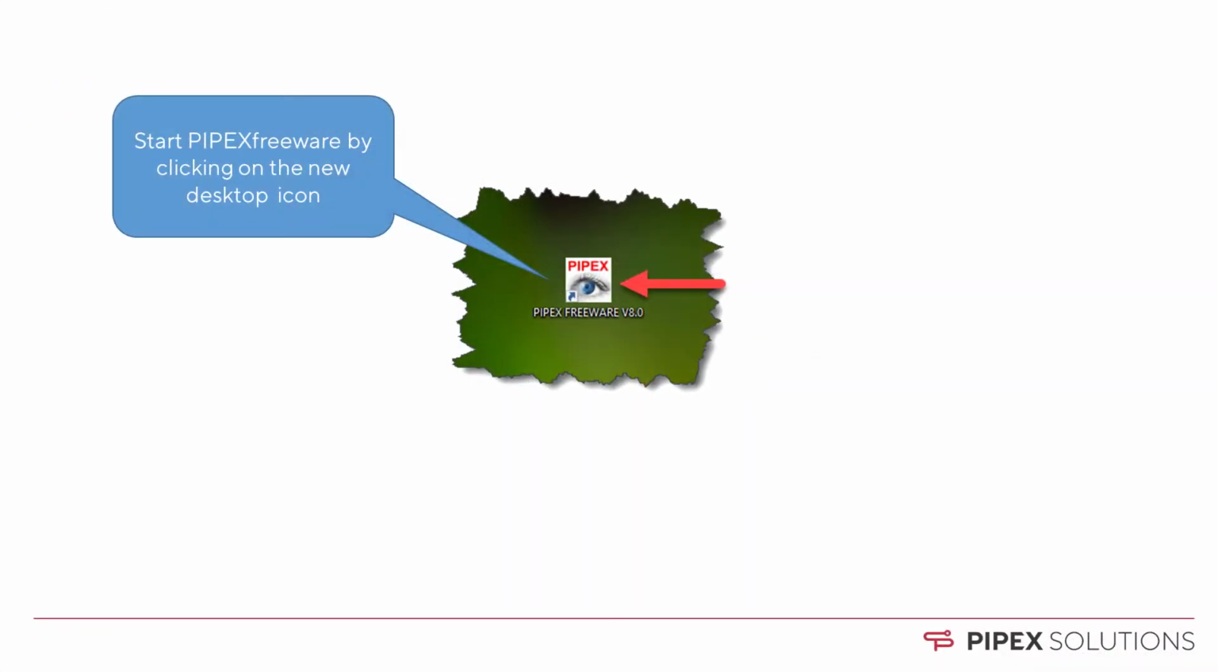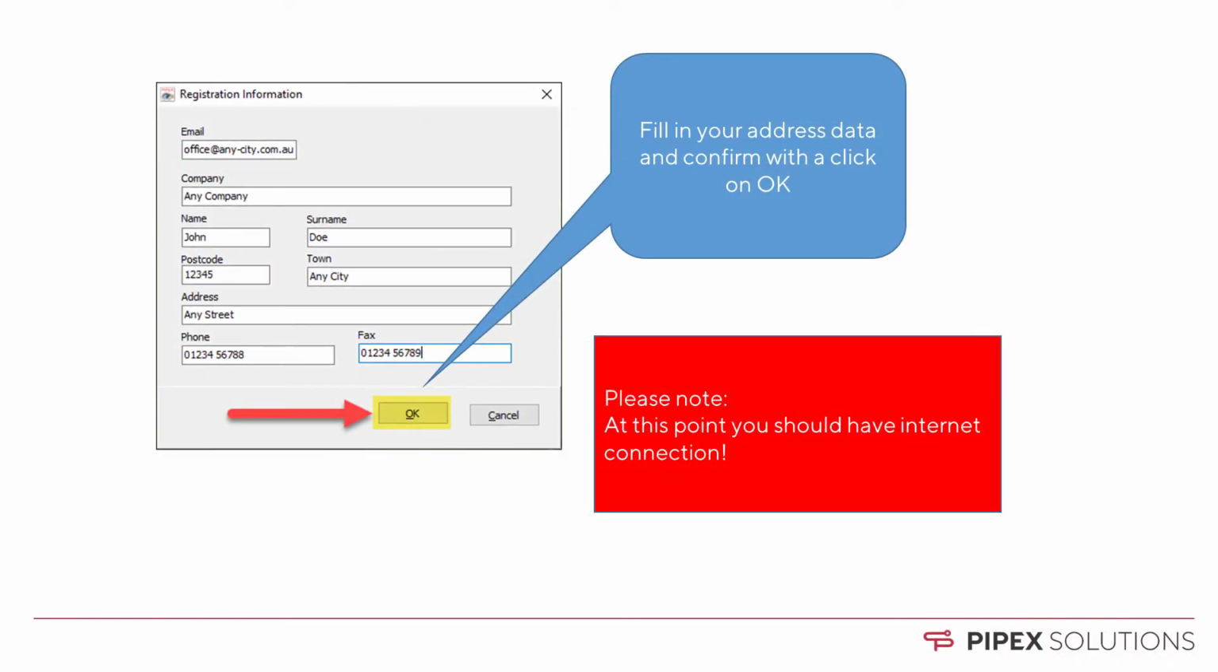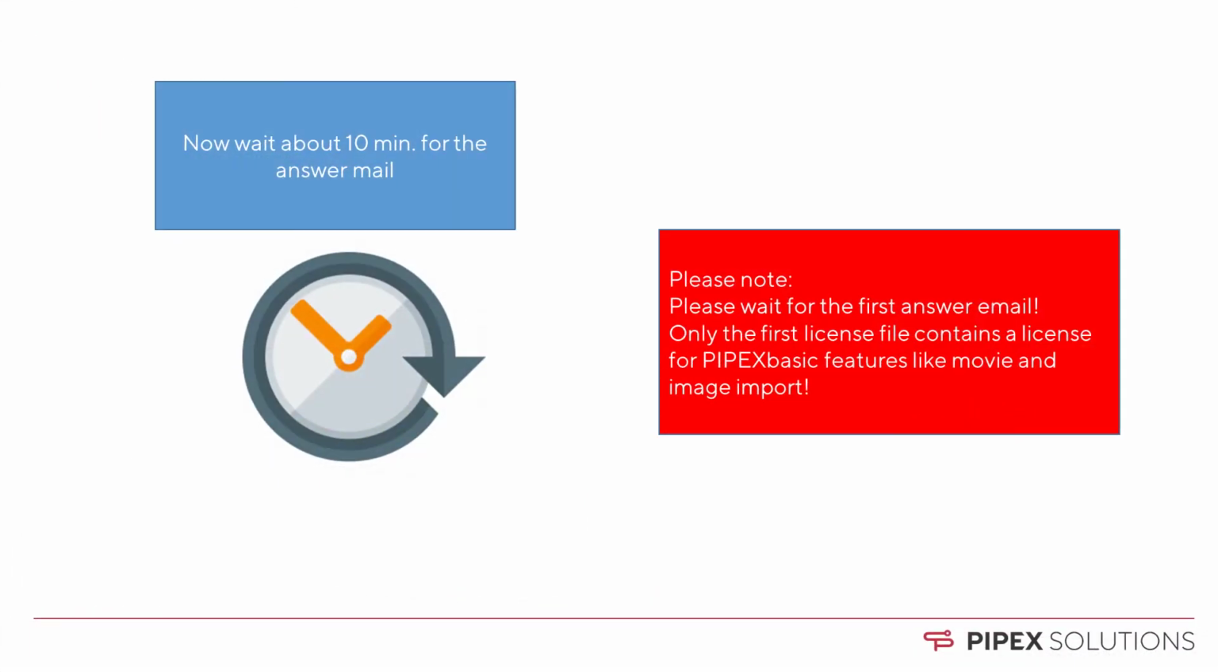Start PIPEXfreeware registration by clicking on the new desktop icon. Select the corresponding item and click on Run. Fill in your address data and confirm with a click on OK. Please note, at this point you should have internet connection. Now wait about 10 minutes for the answer mail.